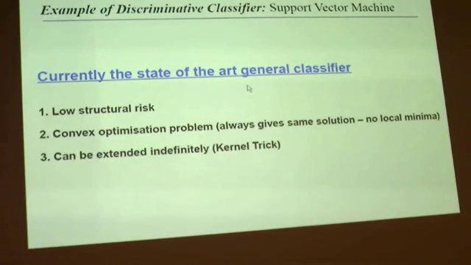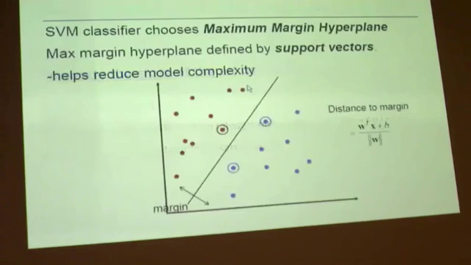So at the other end of the spectrum is the support vector machine, which is probably the workhorse of classification. And it's nice for all sorts of reasons. It's got low structural risk because it's a discriminative classifier. Mathematically, it's a nice convex Lagrange optimization problem. And it's very extensible through kernelization, which I'll get onto later.